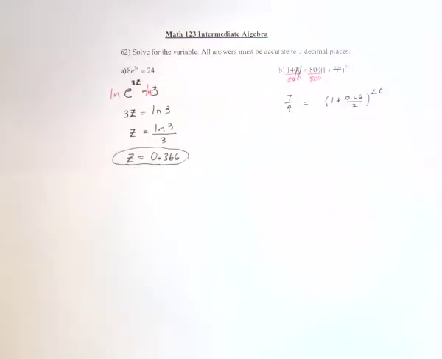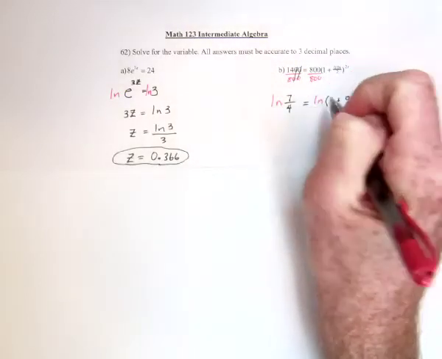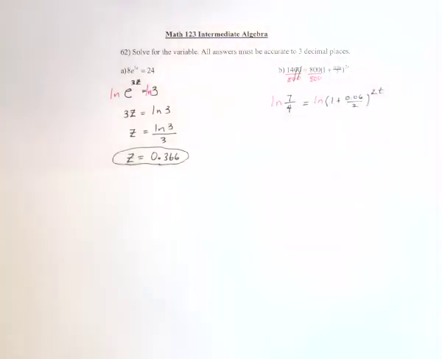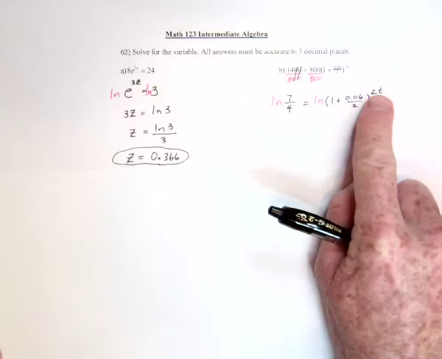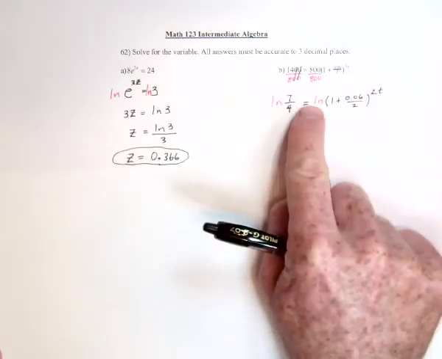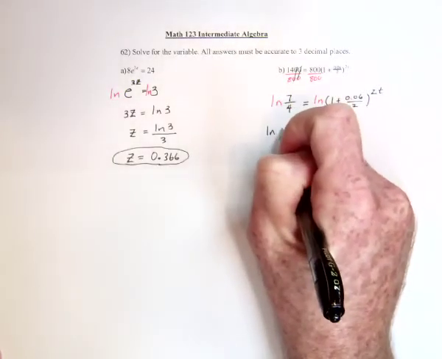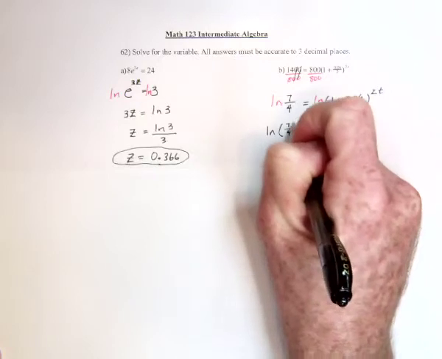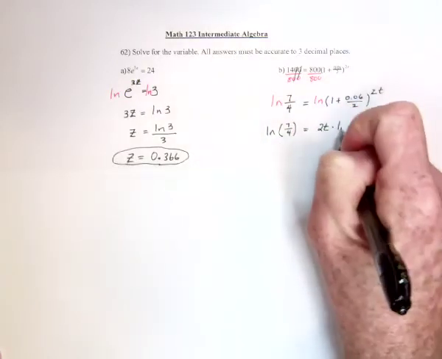The next step is use a logarithm. You can use whichever logarithm you want. I'm going to use natural log. The reason for doing this is there's a rule of logarithms that says you can take this exponent 2t, bring it down in front of the natural logarithm, and multiply. So the left side stays the natural log of 7 divided by 4. The 2t is brought down in front of the logarithm.